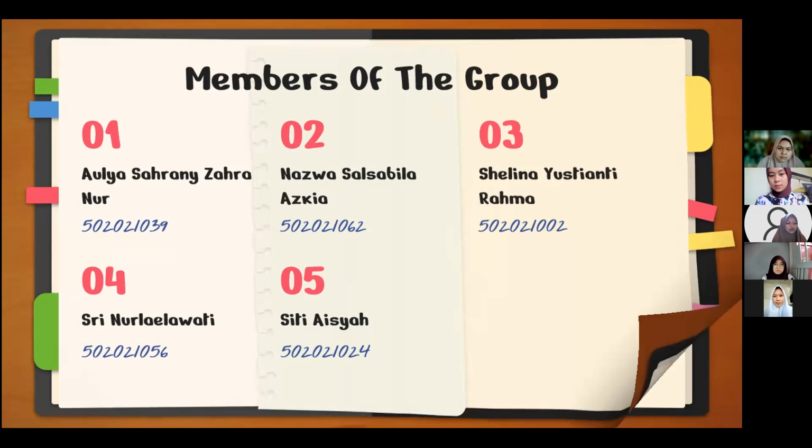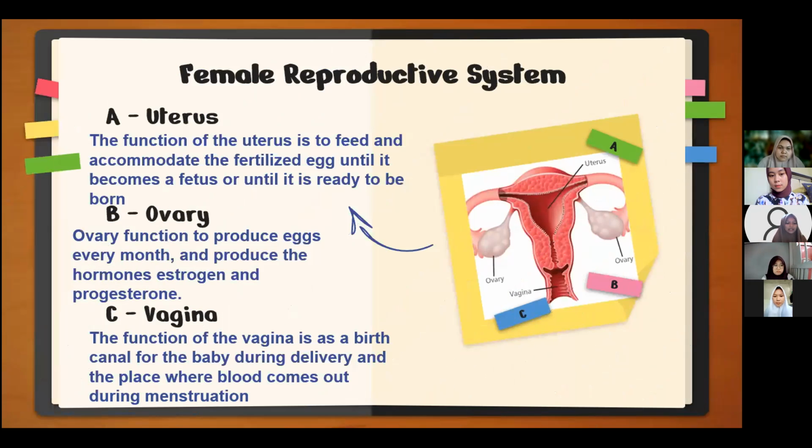Okay, now I'm the moderator. We'll read the agenda in our discussion today. For the first agenda is opening. For the second agenda is explain about the female and male reproductive system. For the third agenda is explain about the main paragraph. For the fourth agenda is explain about the questionnaire.